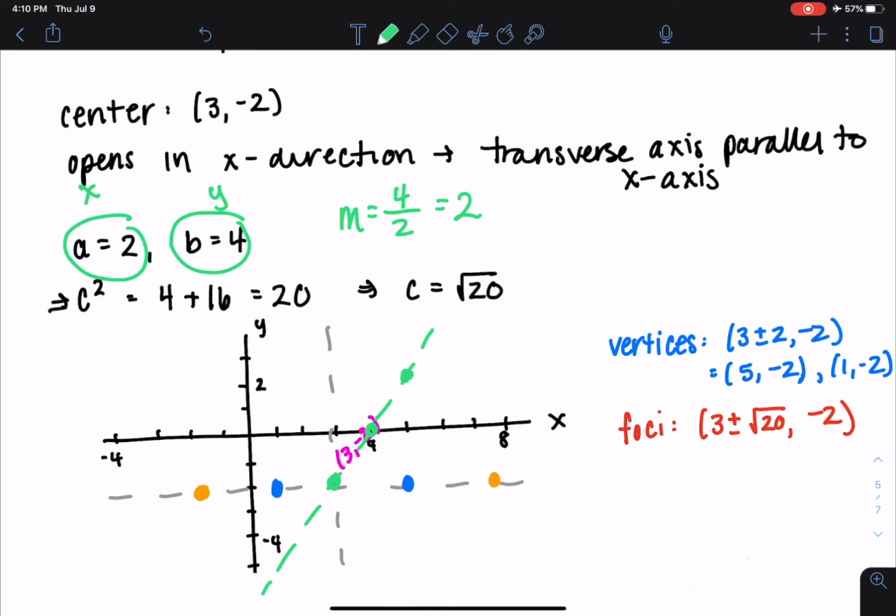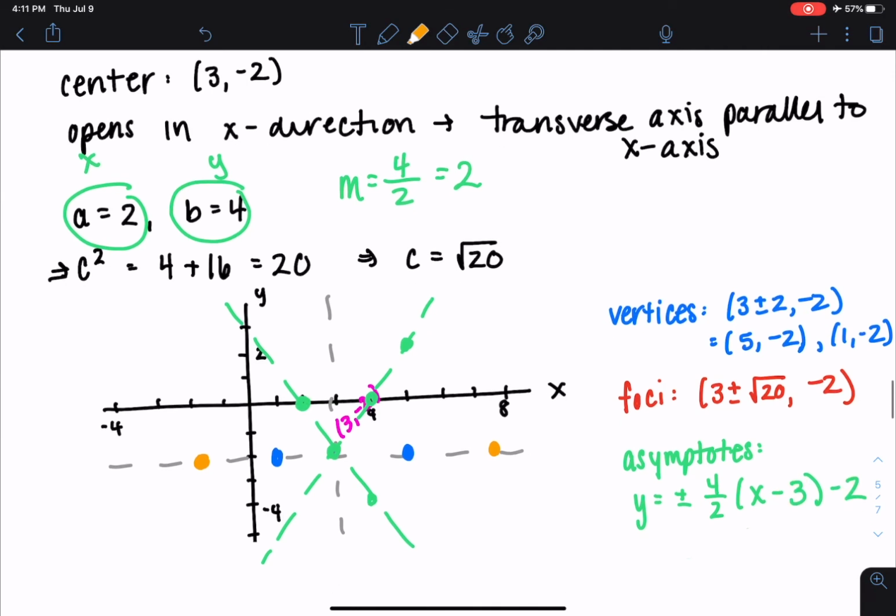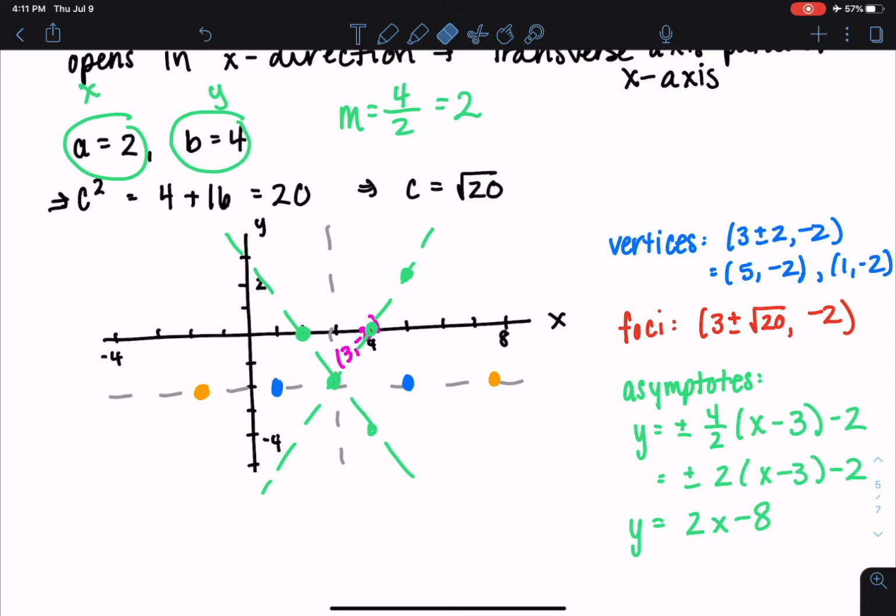Your other slope will be negative 2, so you go down 2 over 1, or you could go up 2 to the left 1, and this would be your second line, which again, you could reverse engineer. Or if you want to stick to those formulas, you get y is plus or minus the value of y over the value of x, times x minus the center coordinate, and then you add the y coordinate. And then you could simplify both of these to get the lines 2x minus 8 and negative 2x plus 4.